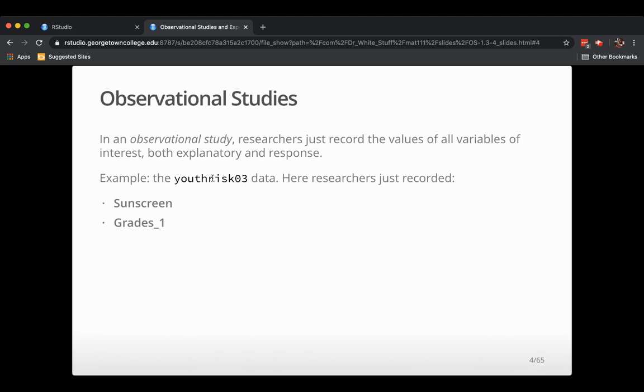So for example, think about that youth risk 03 data that we looked at previously. The researchers recorded a lot of variables. We were interested in two of them. But the point is, they just recorded them on the students. They asked the students, how often do you use sunscreen? And gave them these possible answers and recorded those answers. And they asked the students, what grades do you typically make? And gave them some possibilities to pick from and recorded their answers. They didn't do anything to intervene in what the value of a variable might be for a student. They just recorded the variables as they saw them.